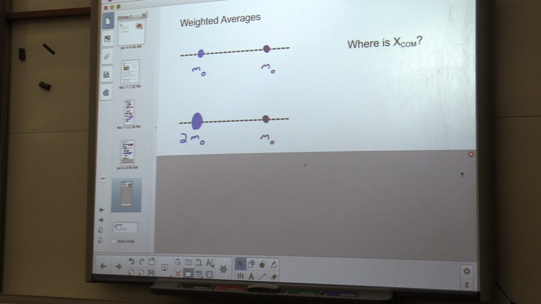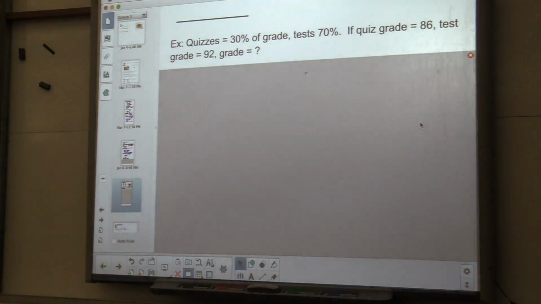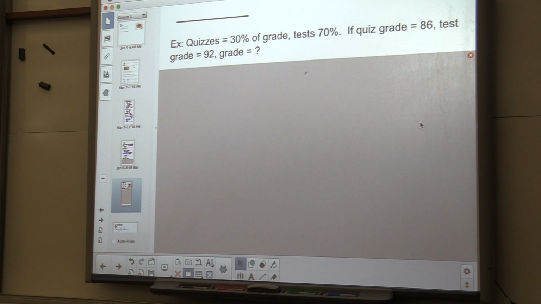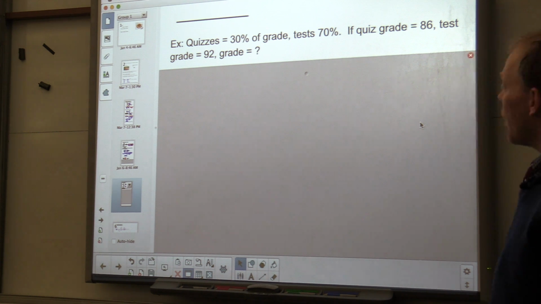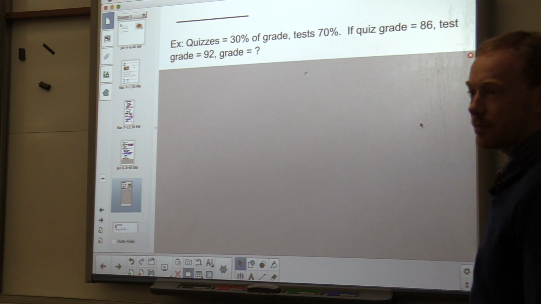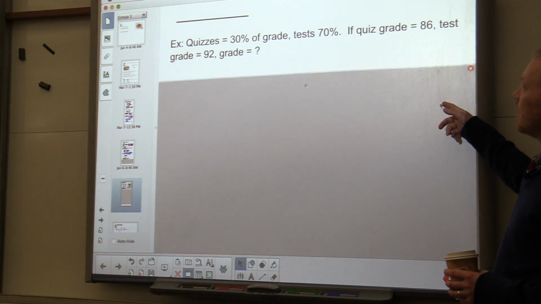I'm going to relate this concept, the center of mass, to the concept of weighted averages, which I think you may have met before. You know that our grading does not work with weighted averages in this class. We use total points. But in a different class, if you had a quiz grade of 86 and a test grade of 92, and quizzes were 30% of your grade and the rest was test, what would you put into your calculator in order to calculate your average in this class? Michael? We did 92 times 0.7 plus 86 times 0.3. Yeah, that's right.